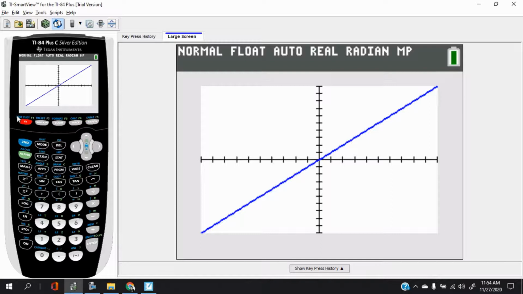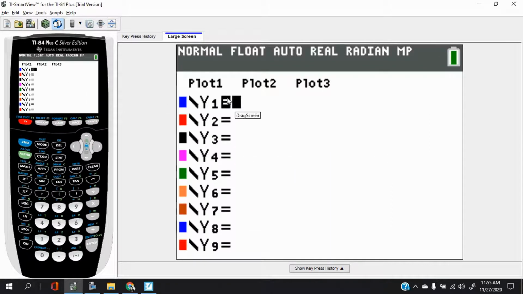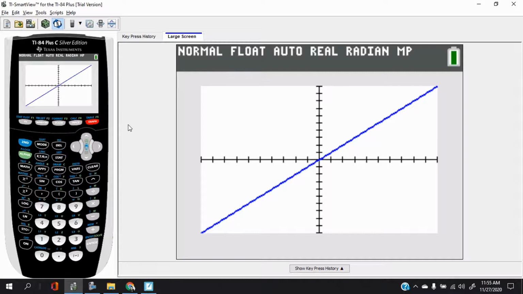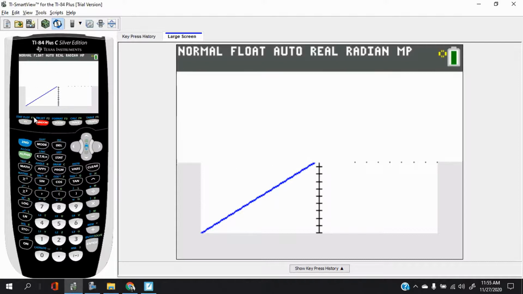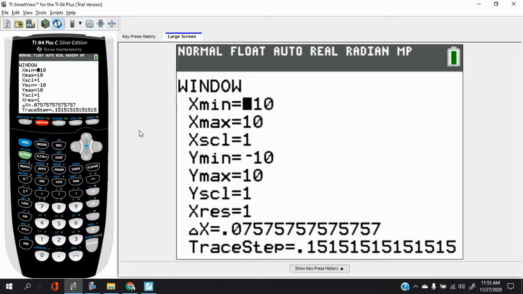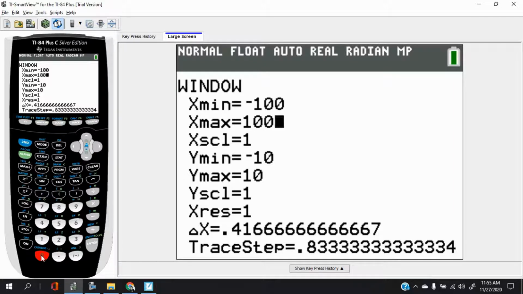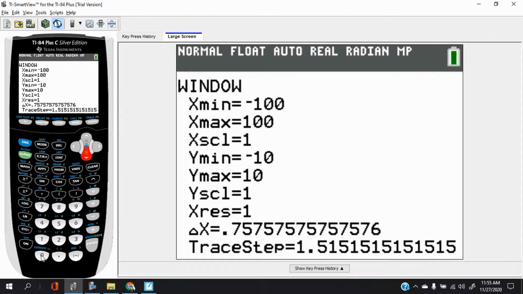So let's go back to the equation, right? Slope is 1, the invisible 1, so it's just 1x, right? Let's go back to the graph. That's the line. Now, let me demonstrate to you what the window function does, just to tie this in, right? Let's say I make the x min negative 100. And I go down and I make the x max 100, and I do the same thing for the y. So I'll make the y min negative 100.